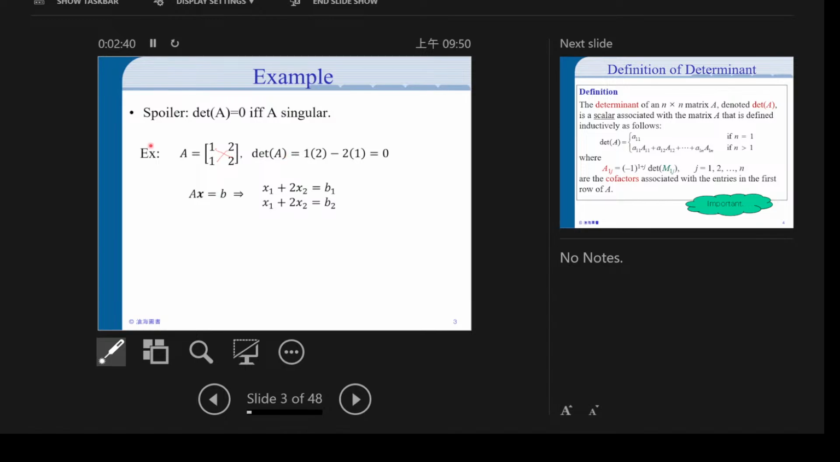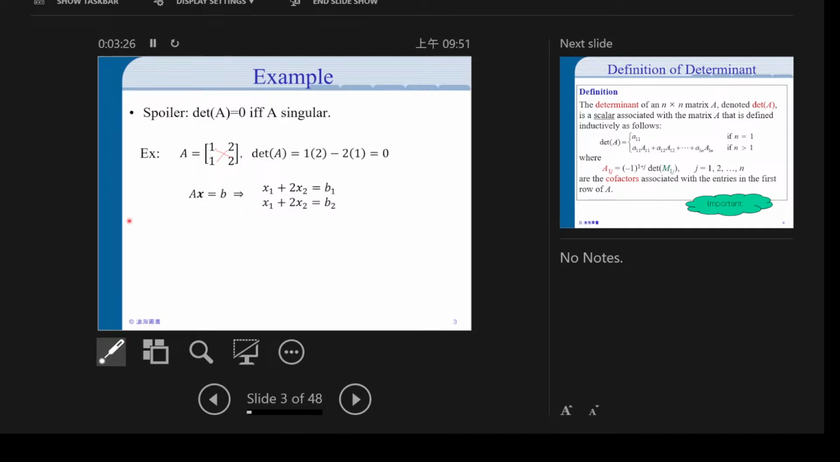And here is a bit of a spoiler, so go back to this example. Here is a case where determinant of A is 0 and A is also singular, because think about Ax equals b as a linear system. You have x1 plus 2x2 equals b1, x1 plus 2x2 equals b2, and this will never have a unique solution, because either b1 equals b2, then there are many solutions, and if b1 doesn't equal b2, then you have no solution.